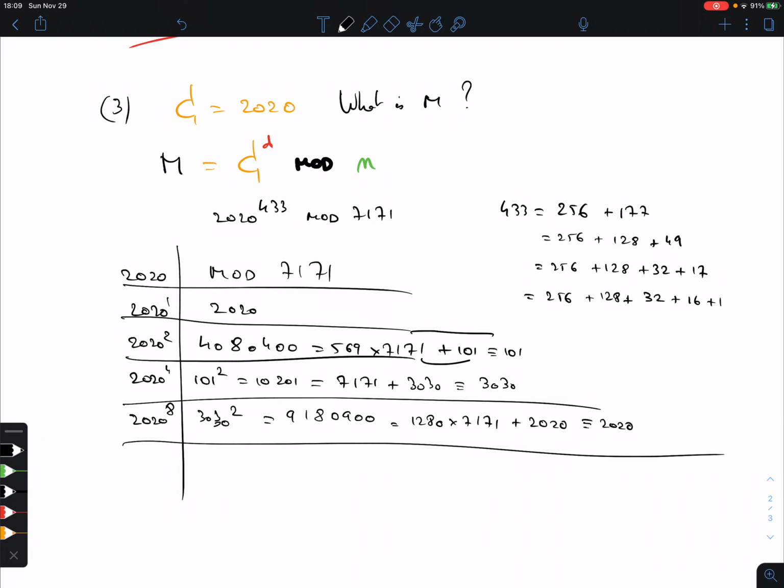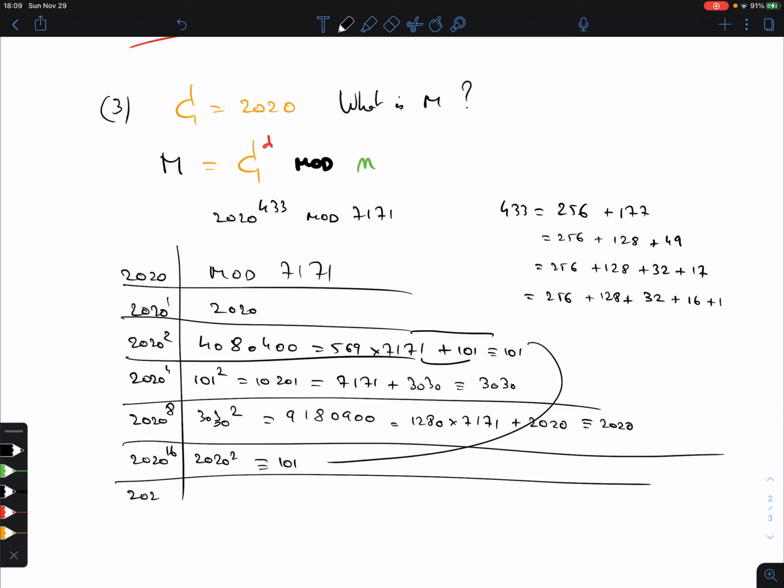So what is the next one? 2020 to the power 16. Well, that is 2020 squared, but I know what that is because I calculated it. It is here. It is 101. And so then 2020 to the power 32. Well, that is 101 squared, but I know what that is. That is this one. That is 3030.